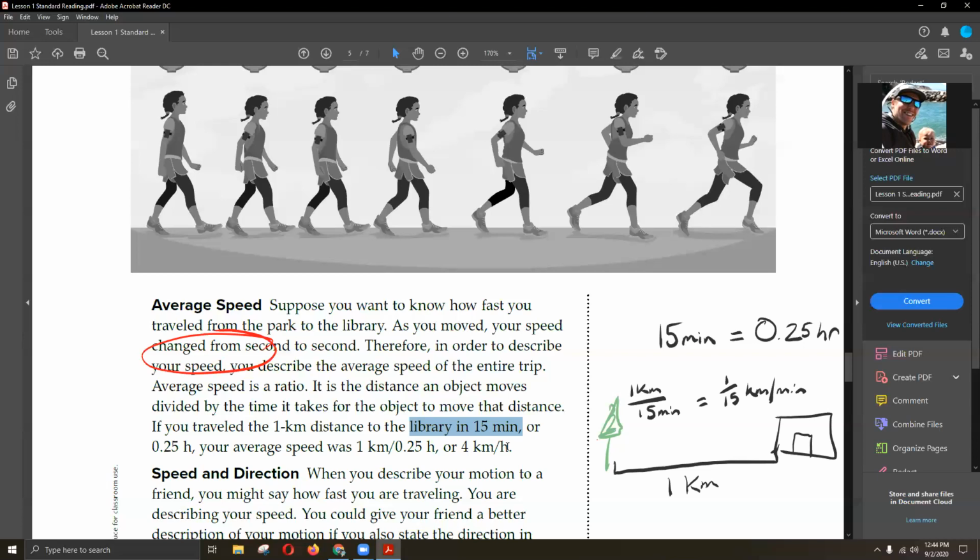And you could do the same math. You could do 1 kilometer divided by 0.25 hours. That's a simple fraction there. You put it in a calculator, or you know that you flip this over, and 1 times 4 would give me 4 kilometers per hour. So both of those are the same number. That is actually the same speed, it just has different units involved.